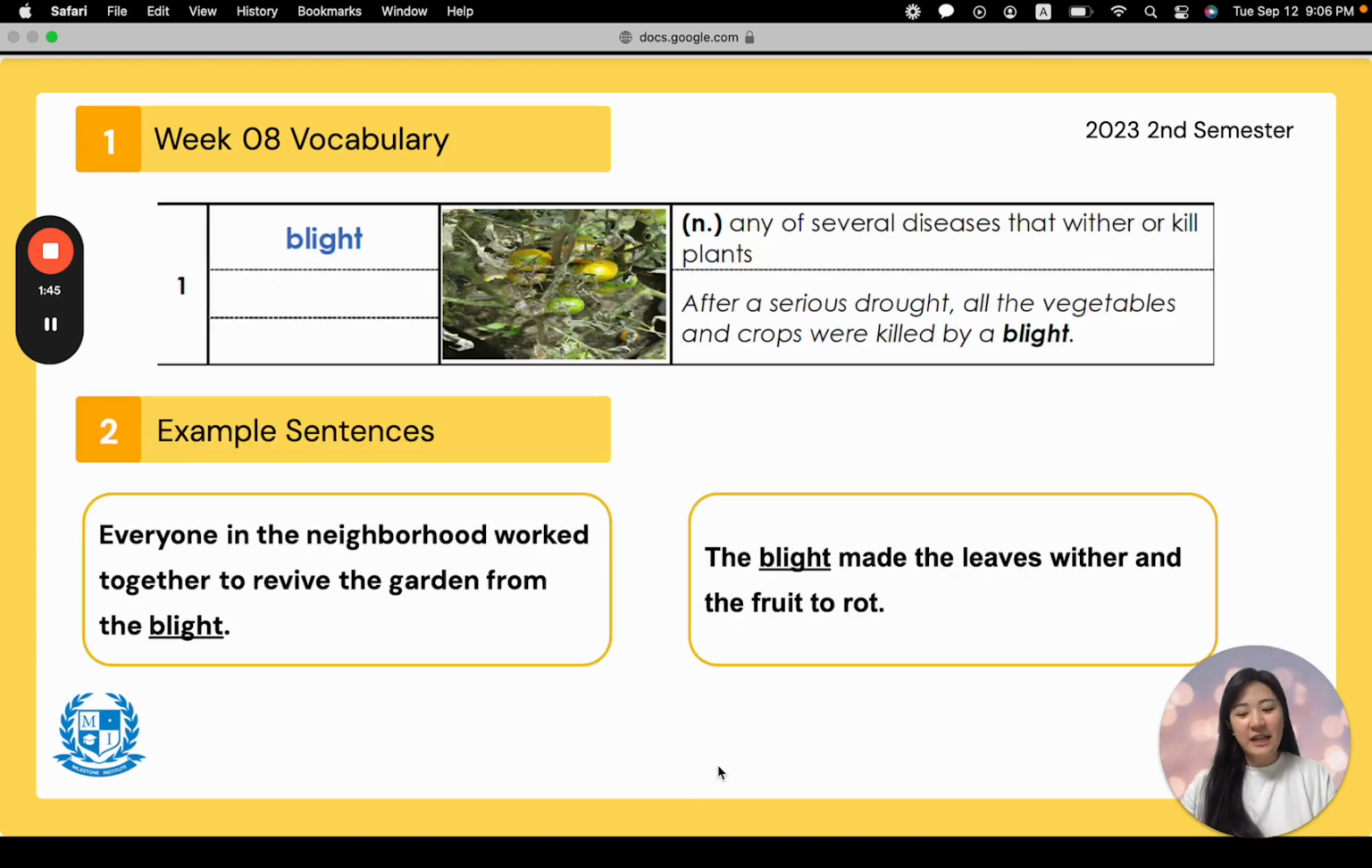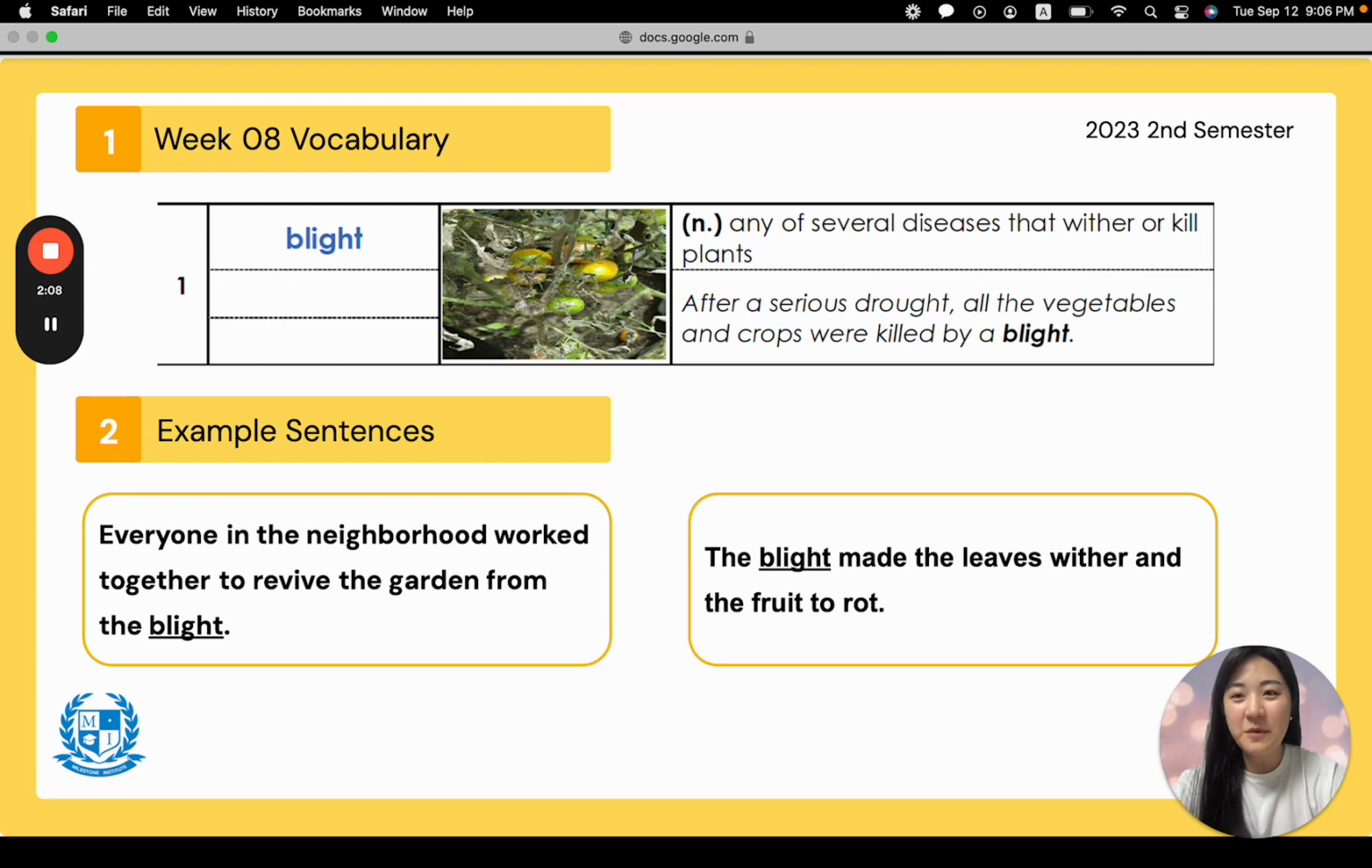So let's get started. Everyone, please, if you have not already, please go get your vocabulary workbook and turn with me to week 8, which is on page 46. Please go to page 46. Great. Thumbs up if you're there. Thank you for showing me your thumb.